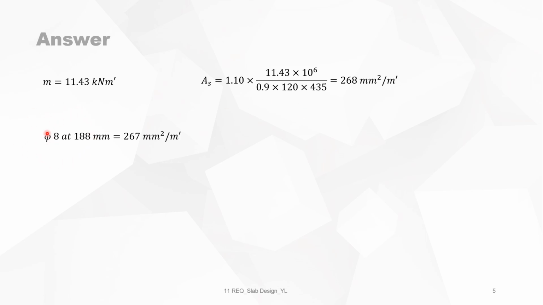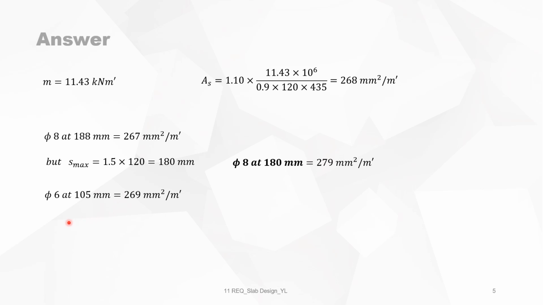You can do that with a diameter 8 every 188 millimeters. Then you arrive at 267, which is okay. But the maximum distance between two reinforcement bars, where the bending moment is the biggest, is 1.5 times d. So the maximum distance between two rebars is 180. We are here at 188, so we have to correct it and put diameter 8 every 180 millimeters, which gives you 279.